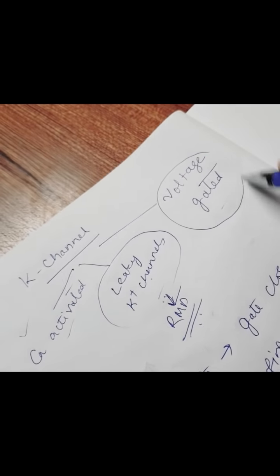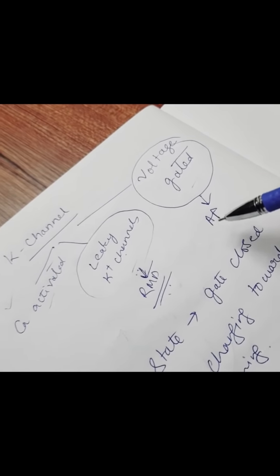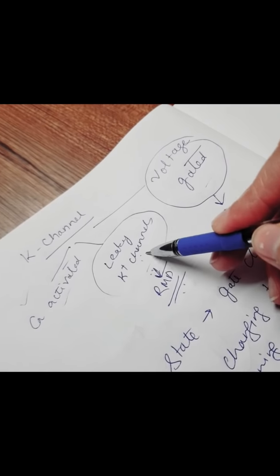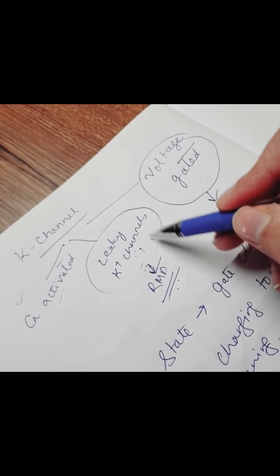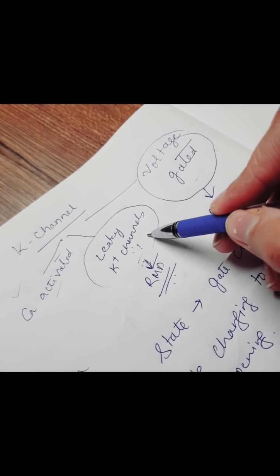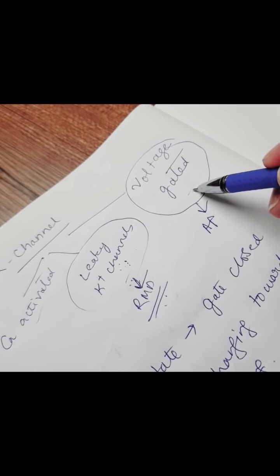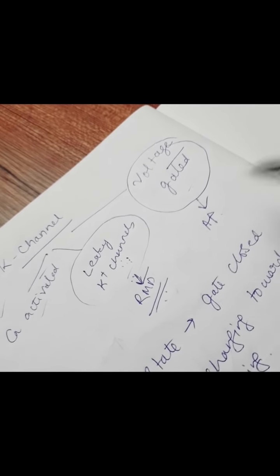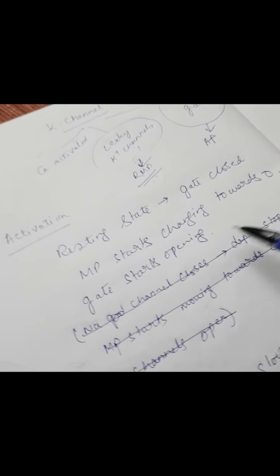Okay. Now, voltage gated channels. These are important for AP generation. Basically, during AP generation, these channels are always active, but the sodium overcomes or overwhelms these potassium channels. After some time, the voltage gated potassium channel comes into play. So, how is it activated? You need to know how the potassium channel is activated.